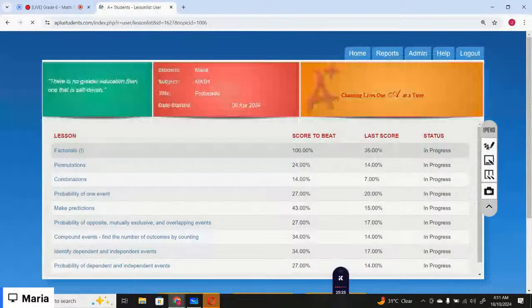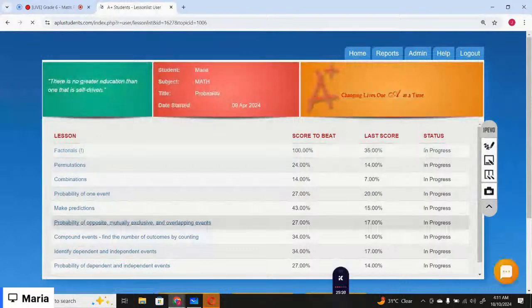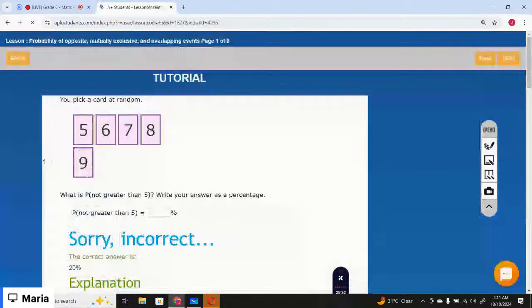That is probability of opposite, mutually exclusive and overlapping lesson. Okay, so let's just start with the first example. You pick a card at random. What is the probability of not greater than 5? So which is the correct option?